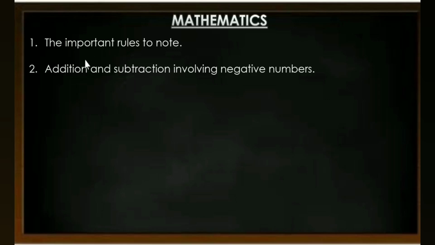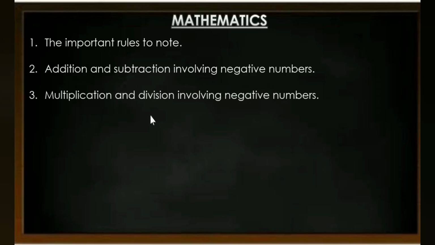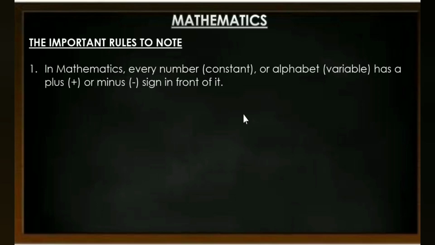In order to have a good understanding of the confusing minus sign, we'll start by taking a look at some important rules which you have to take note of. Thereafter, we'll look at addition and subtraction involving negative numbers. And lastly, we'll take a look at multiplication and division involving negative numbers. Let's start by taking a look at the important rules to note.